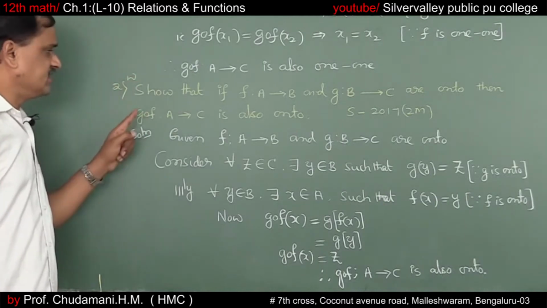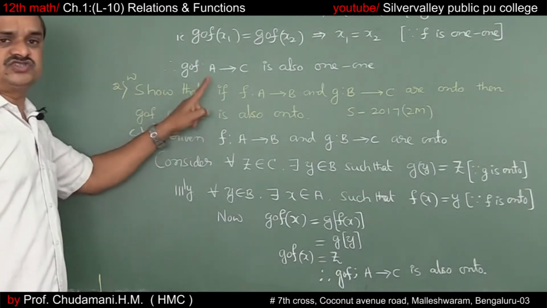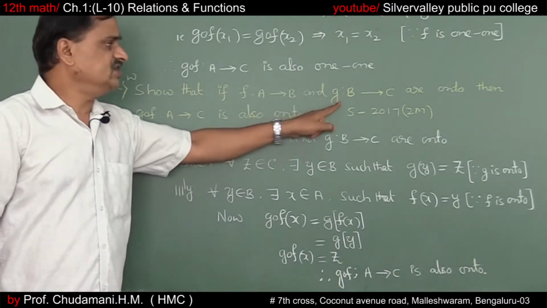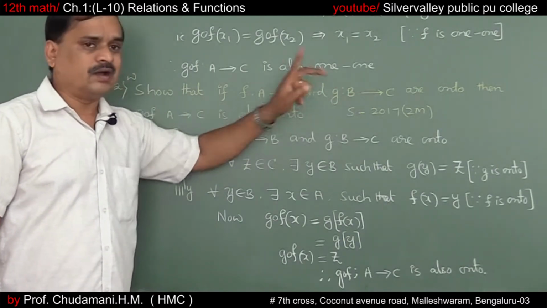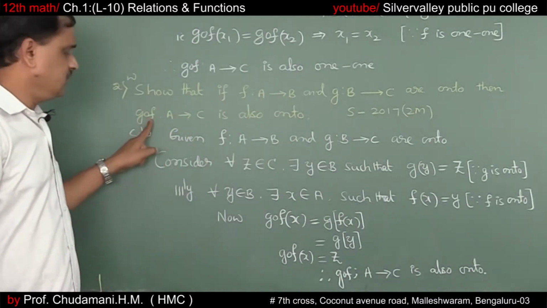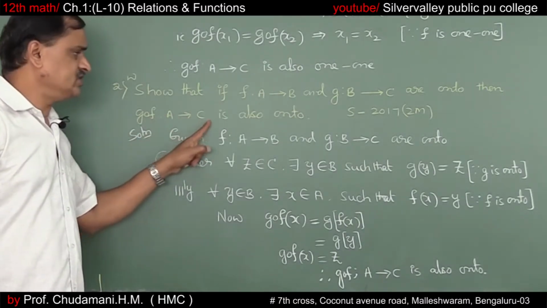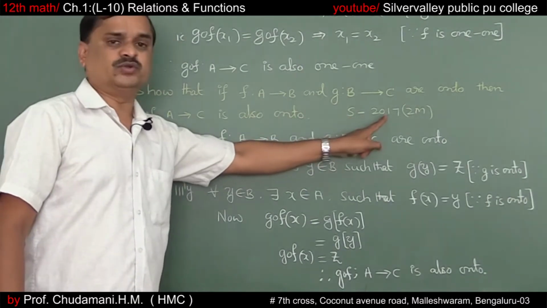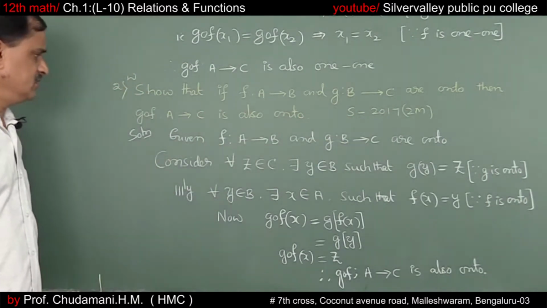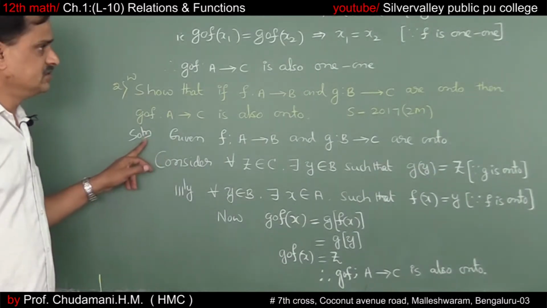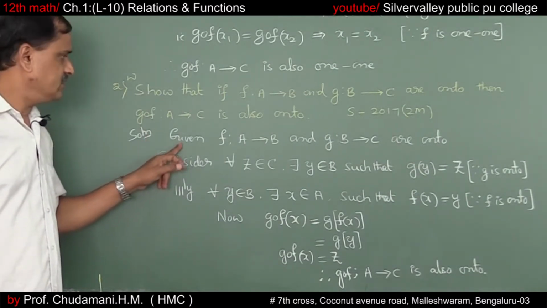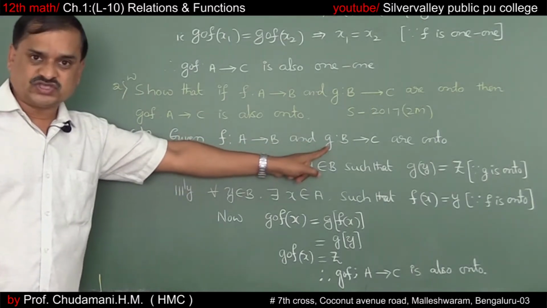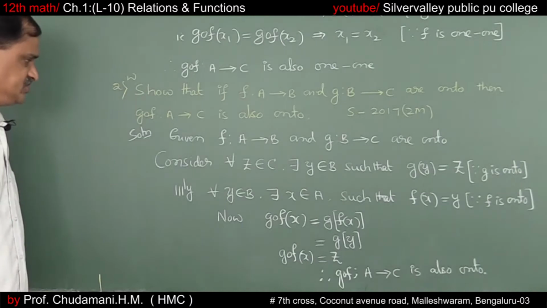Next, the second result: show that if f from A to B and g from B to C are onto, then g o f from A to C is also onto. This appeared in the supplementary 2017 under the 2 mark section. Solution: given f from A to B and g from B to C are onto functions.